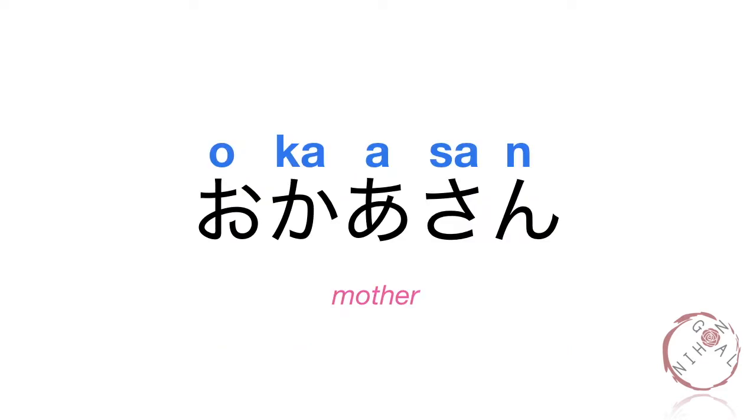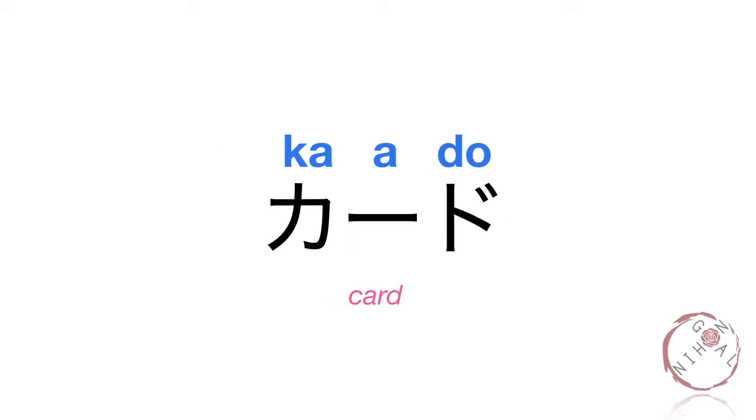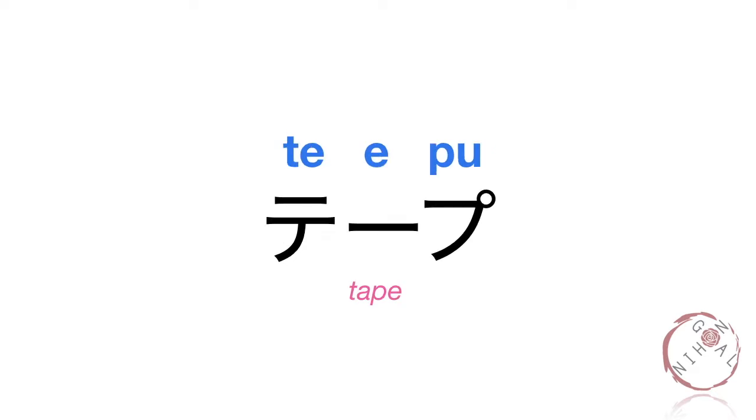お母さん. Here we are extending the ka syllable. お父さん. Here we are extending the to syllable. カード. Here we are extending the ka syllable. テープ. Here we are extending the te syllable.